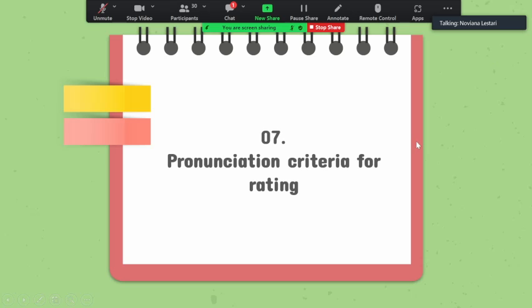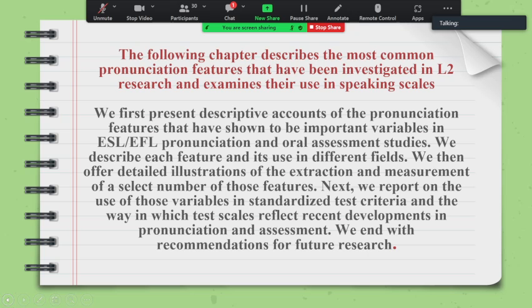Now, we will discuss pronunciation criteria for rating. The following chapter describes the most common pronunciation features that have been investigated in second language research and examines their use in speaking skills. We provide suggestions that serve as a middle ground between second language research and current practice in speaking descriptors. We first present descriptive accounts of the pronunciation features that have been shown to be important variables in ESL or EFL pronunciation and oral assessment studies.